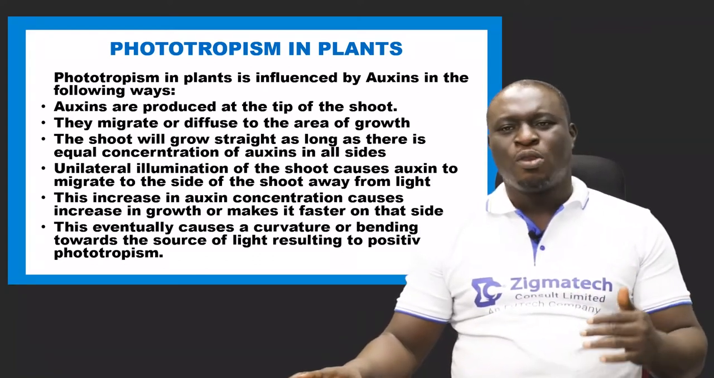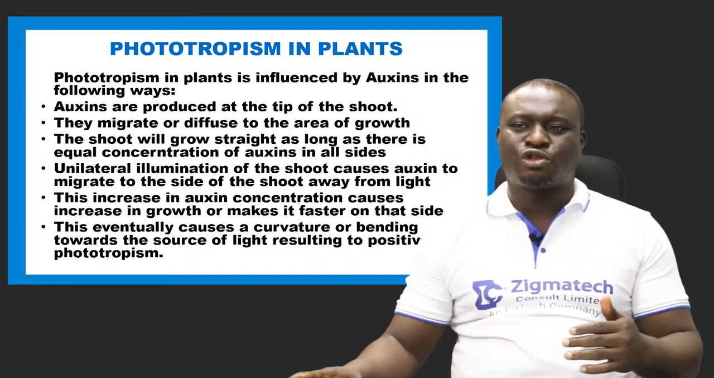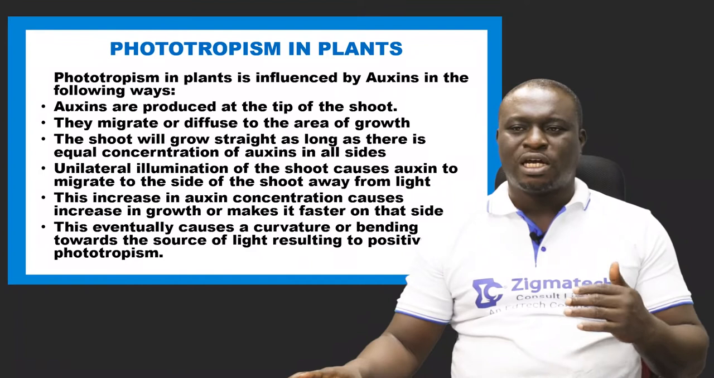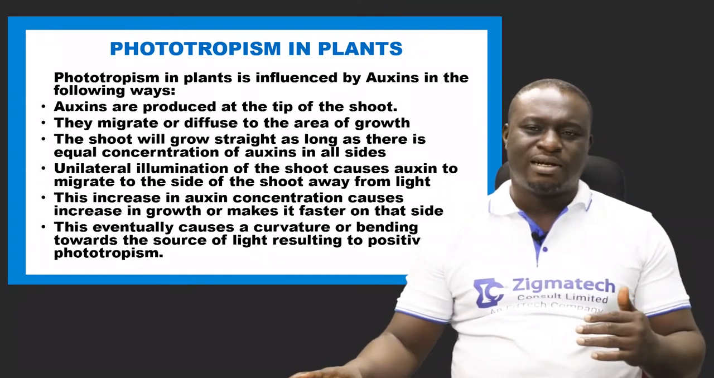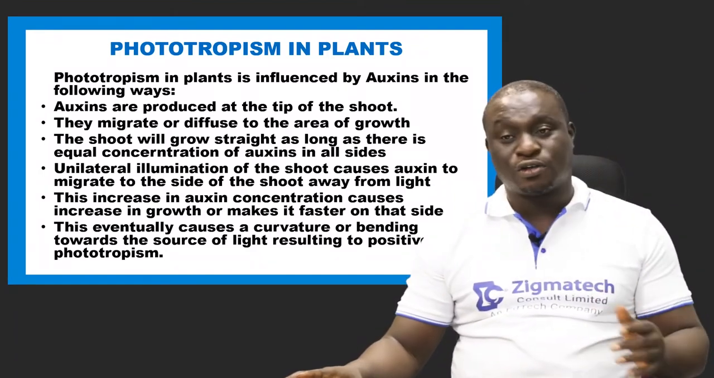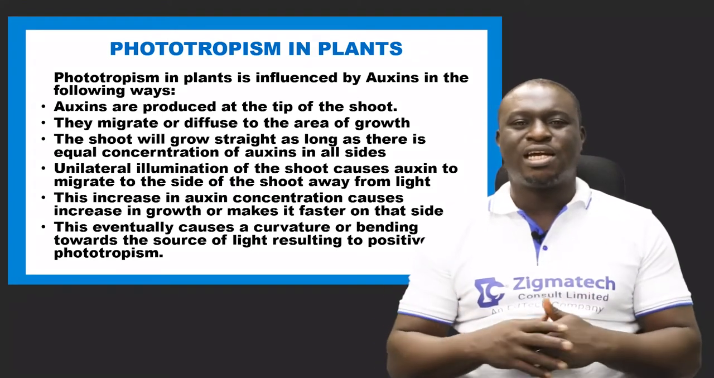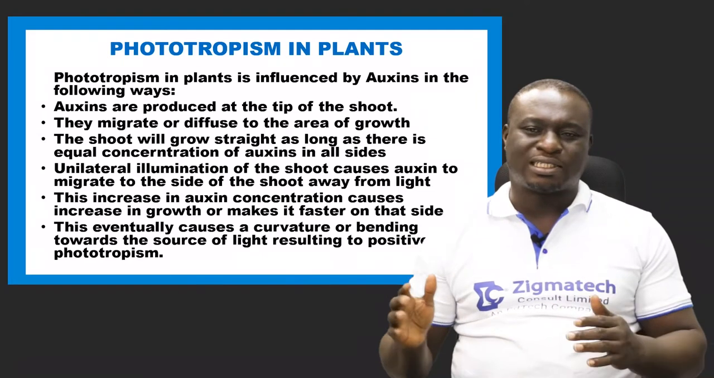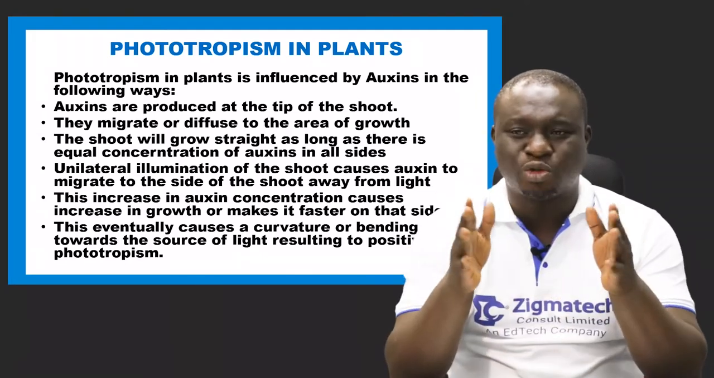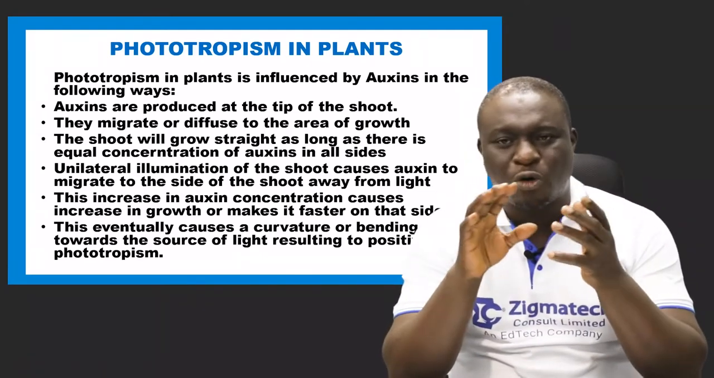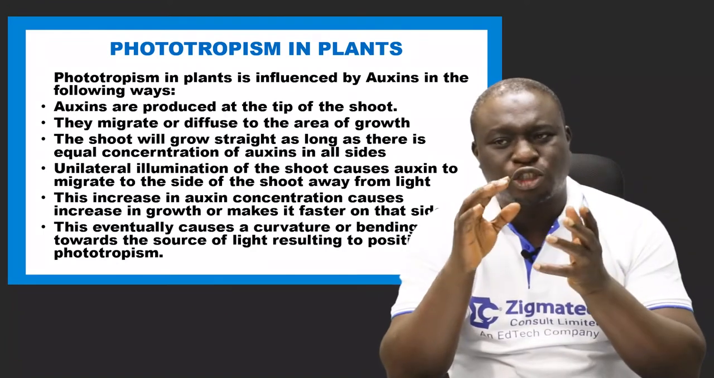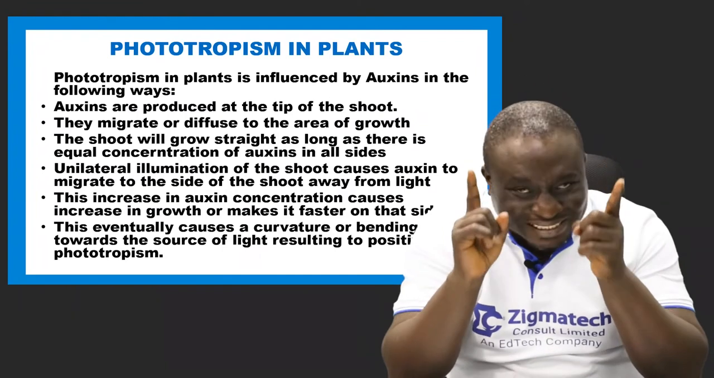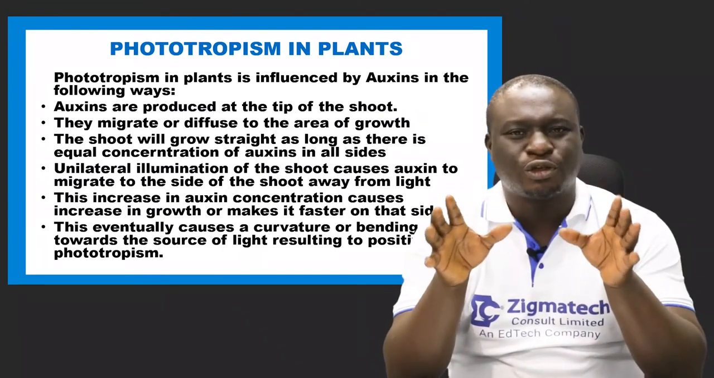And number four, unequal illumination of the shoot causes auxins to migrate to the side of the shoot away from light. Next, the increase in auxin concentration causes an increase in growth, making it faster on that particular side. And then the last is that this eventually causes a curvature or bending. Please take note, a curvature or bending towards the source of light, resulting in a positive phototropism.